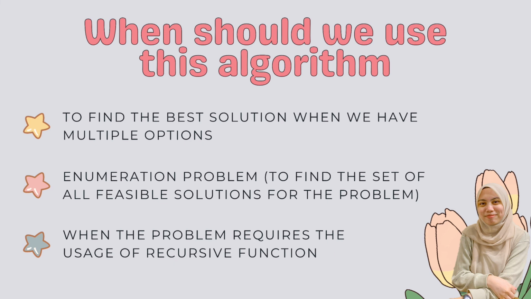Then, as mentioned previously by Brother Ifwat about the enumeration problem, it also uses a backtracking algorithm to find the set of all feasible solutions for the problem. Lastly, we will surely use this algorithm when the problem requires using a recursive function, because we need to explore all the nodes or options until it reaches the final solution.